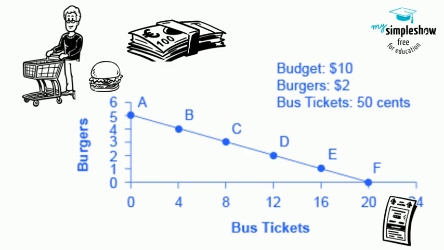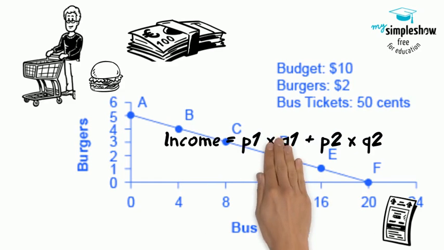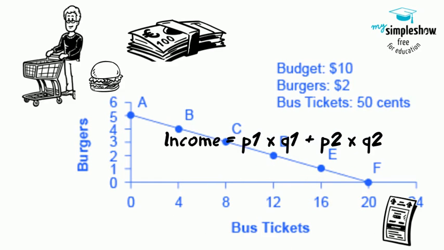We can see this budget constraint. The vertical axis in the figure shows burger purchases and the horizontal axis shows bus ticket purchases. If the consumer spends all his money on burgers, he can afford 5 per week. Point A: 0 bus tickets and 5 burgers. Alternatively, if he spends all his money on bus tickets, he can afford 20 per week. Point F: 0 burgers, 20 bus tickets per week.